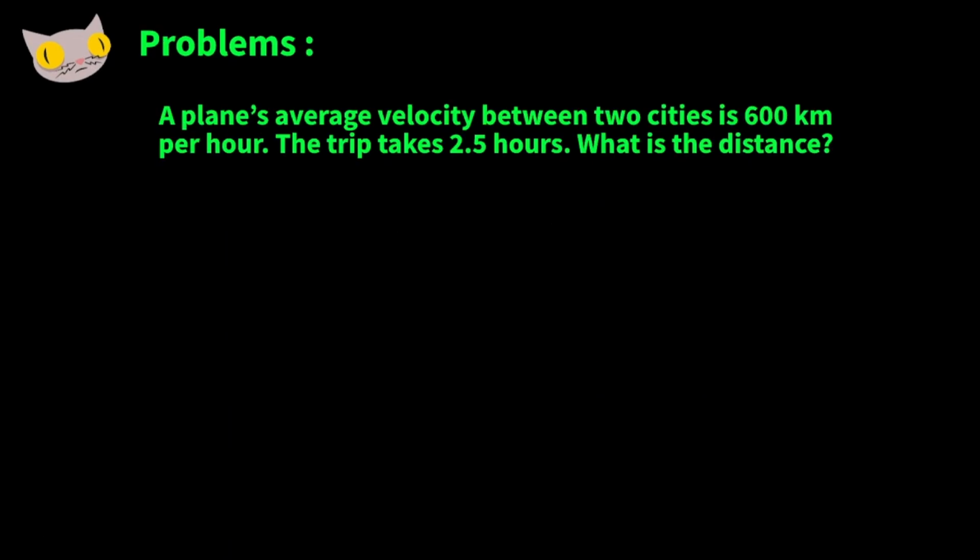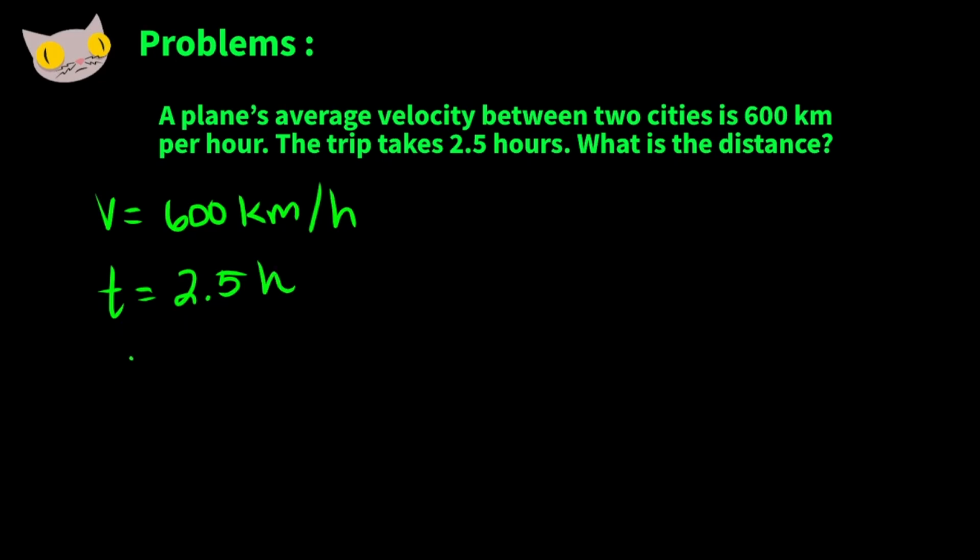Now let's do a couple problems. A plane's average velocity between two cities is 600 kilometers per hour. The trip takes 2.5 hours. What is the distance? Now we have our velocity, that is 600 kilometers per hour, and we have our time, that is 2.5 hours. What's our distance? Go ahead and pause the video if you'd like to figure it out for yourself.